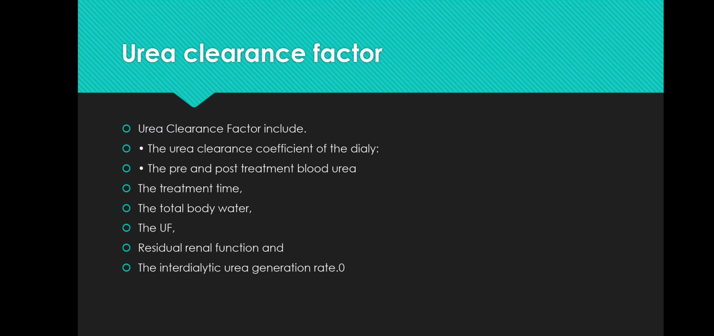The urea clearance factors include the urea clearance coefficient of the dialyzer, then the pre- and post-treatment blood urea, the treatment time, the total body water and the ultrafiltration, then the residual renal function and the intradialytic urea generation rate. These are the factors affecting urea clearance.